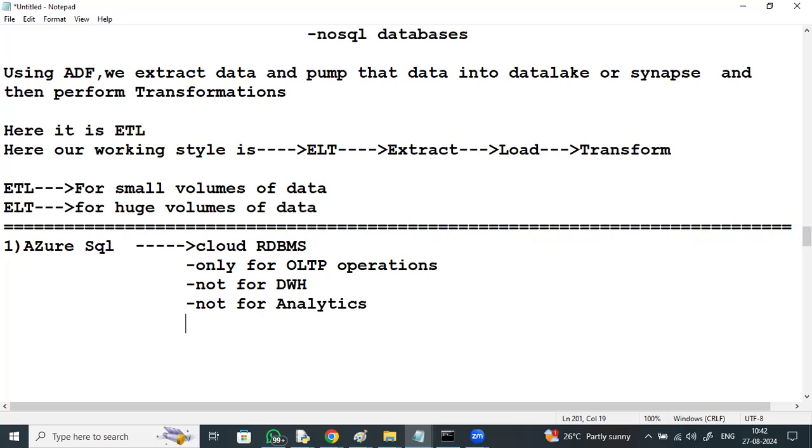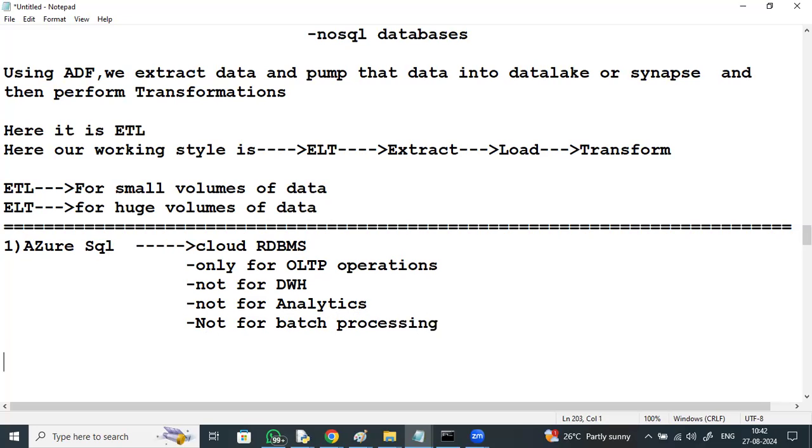Batch processing means user non-interactive applications. User interactive means online processing, where the user gives the input. If you are making an online money transaction, you give the input, source account, destination account. Azure SQL is not for batch processing of millions and trillions of records.